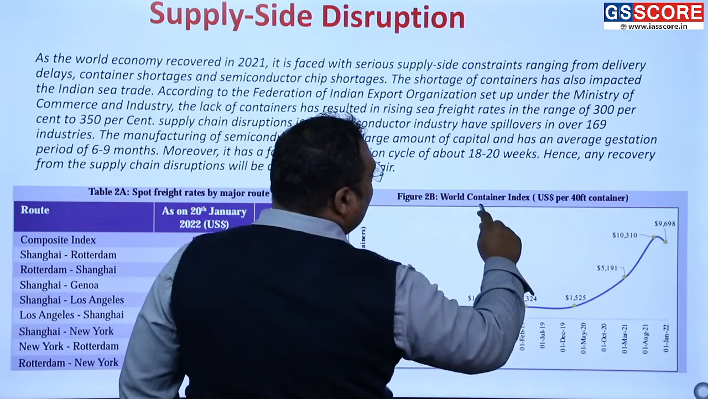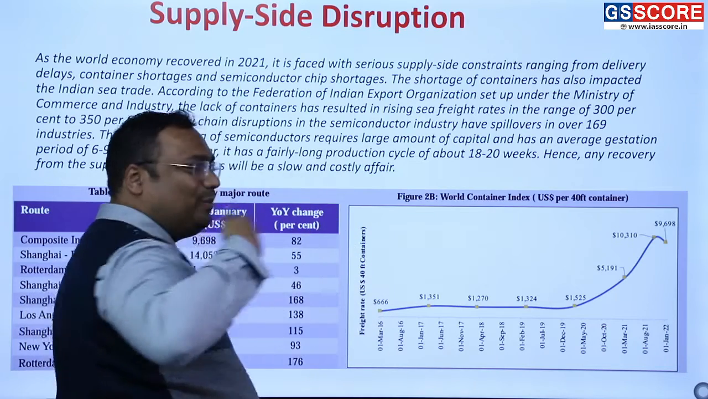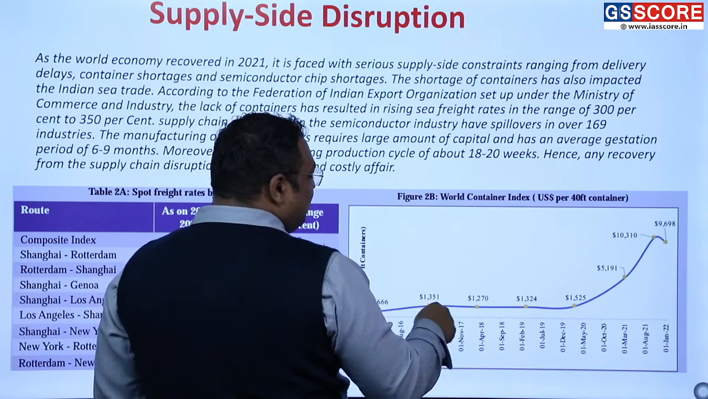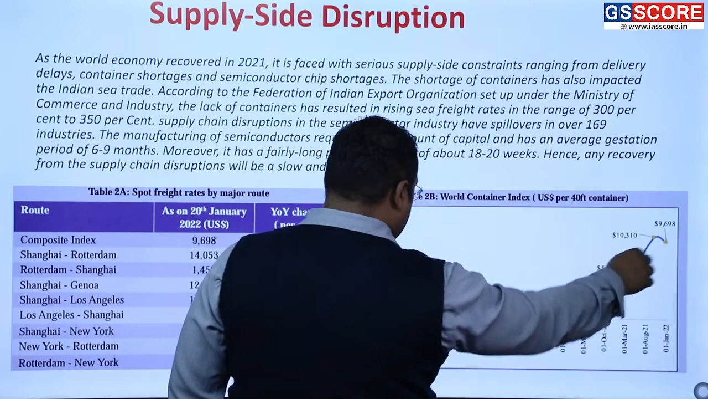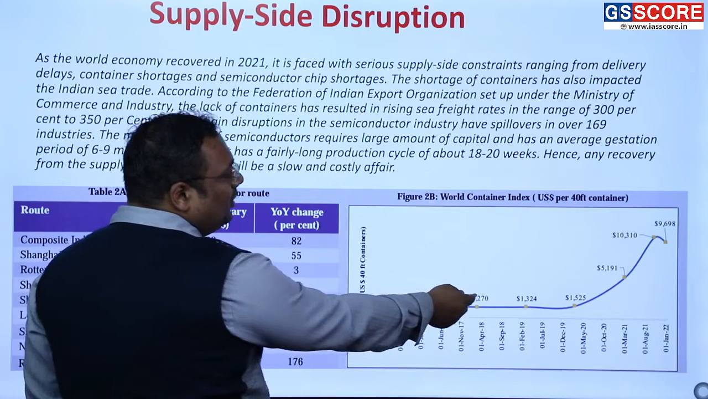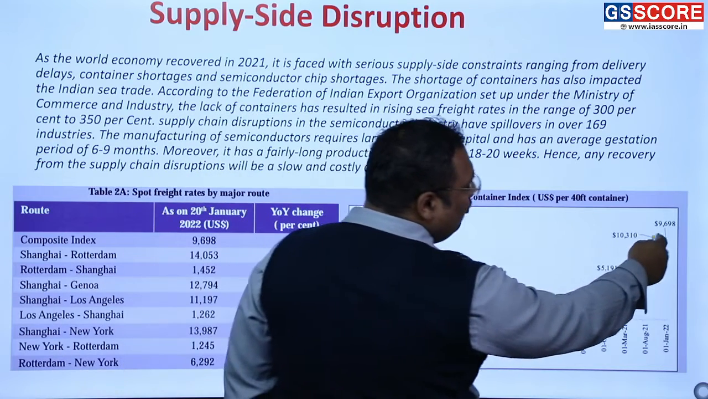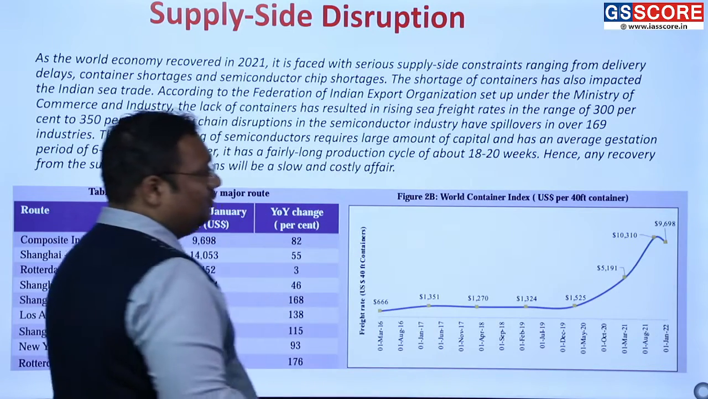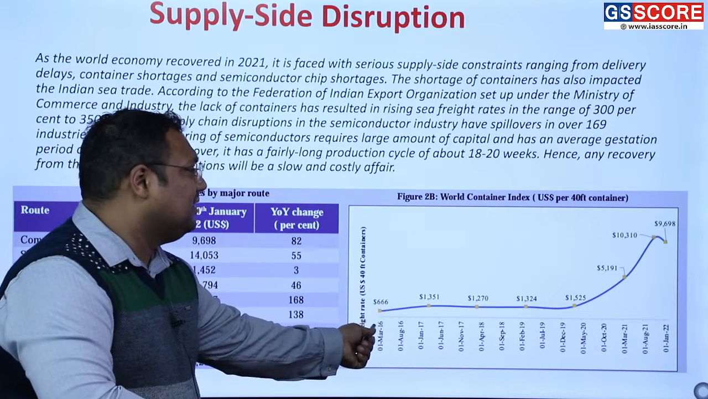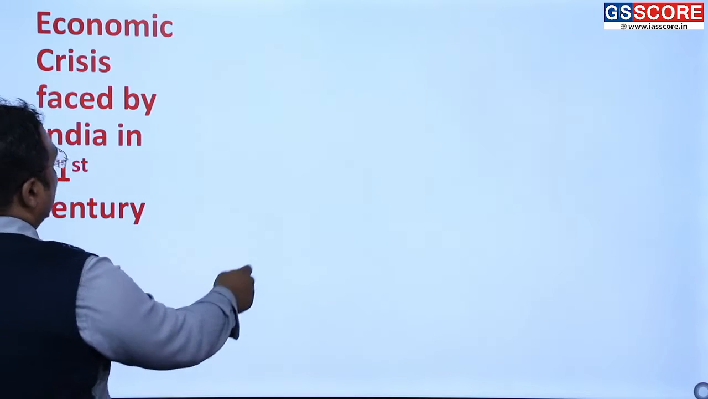And similarly, the World Container Index, which shows how much it costs to hire a container, has increased from $666 or the $1,200 number I gave you, which was a stable number for a long time. Today, it has gone up to $10,000. This much is the increase. A very, very high increase, affecting the entire global trade and international prices.